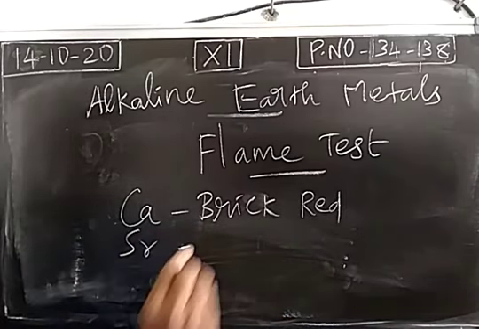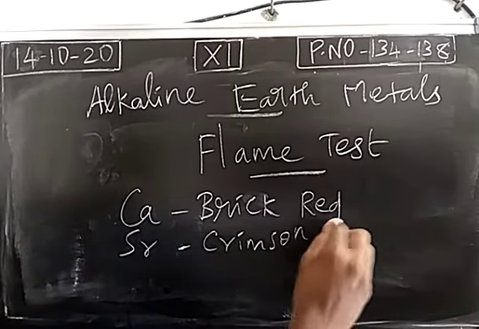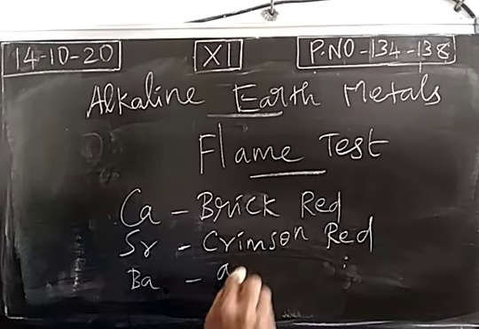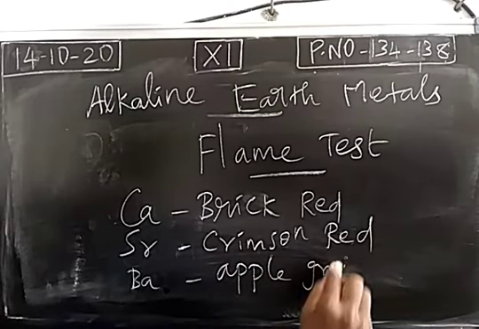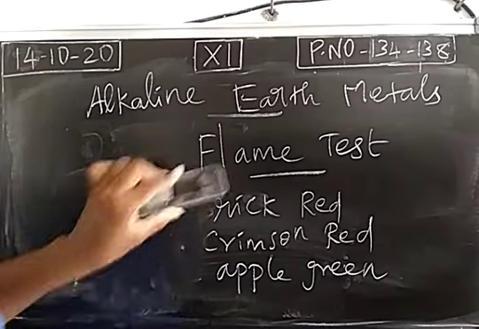If the compound is strontium based, it produces a crimson red flame. And when you take a barium based compound like barium chloride, an apple green color flame will be observed. So we already studied why the compounds of metals exhibit different colored flames in the previous classes. As we studied for alkali metals, the same is repeated for alkaline earth metals also, right?